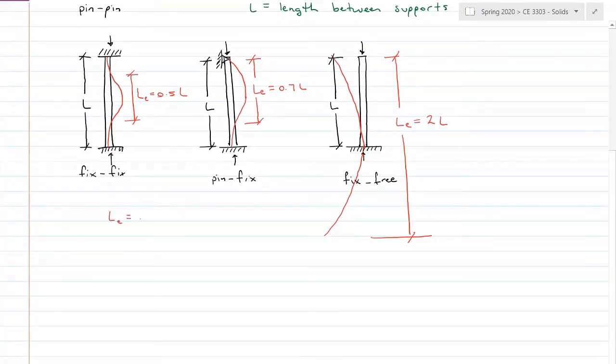LE is equal to the effective length. And we'll also see this written as capital K times L in your book. So that means that capital K for the fixed is 0.5, and K over here for pin fixed is 0.7, and K over here for fixed free is 2, if you want to look at those individually. So that's the effective length.